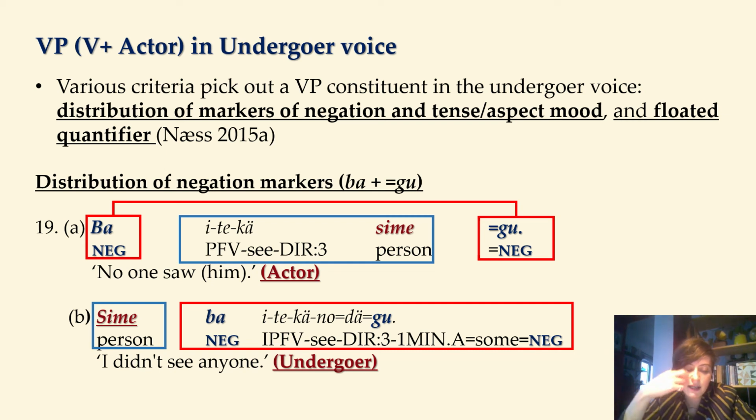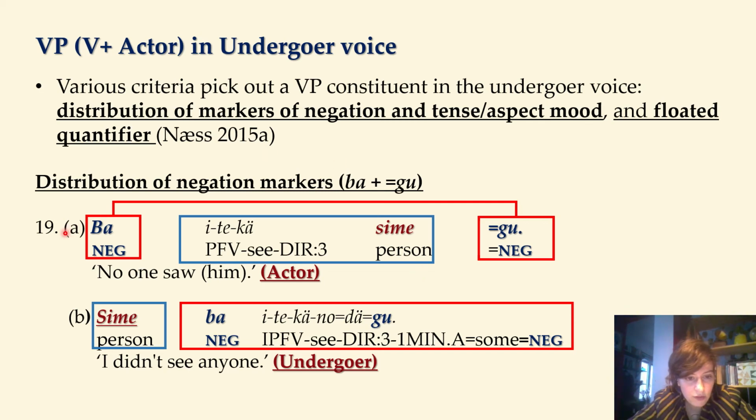However, the diagnostics which are used to identify the presence of a VP in the undergoer voice are different from those attested in Nalogo. So in the case of Aiwoo, for instance, we have the distribution of the markers of negation and tense aspect mood and the floated quantifier. Here I show an example with negation. Nalogo has a bipartite negation with two negators, the preverbal ba and the enclitic ngu. So basically in the undergoer voice, while the actor occurs inside the structure, between the two negators, the undergoer argument occurs outside it. And we have an example here in 19a.